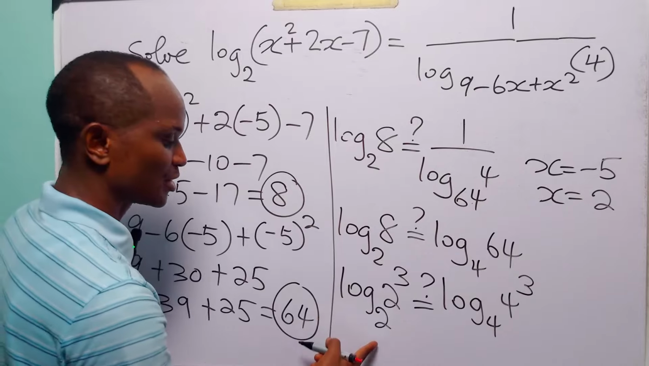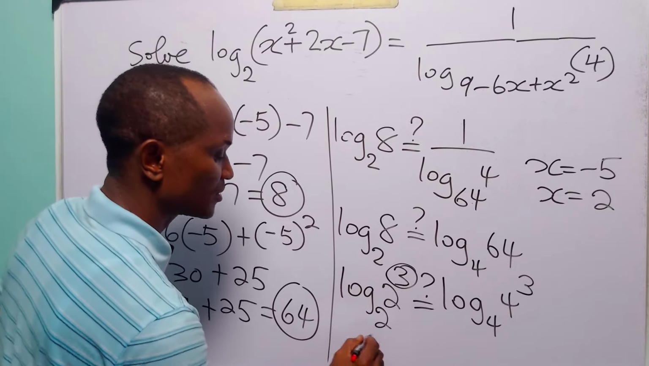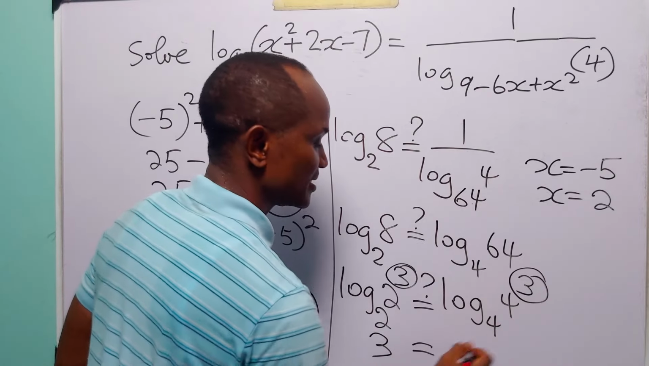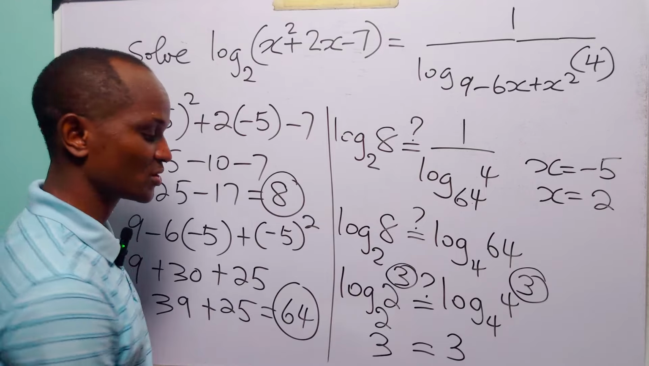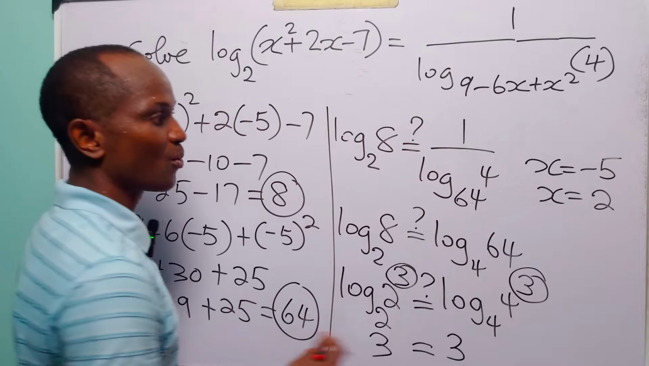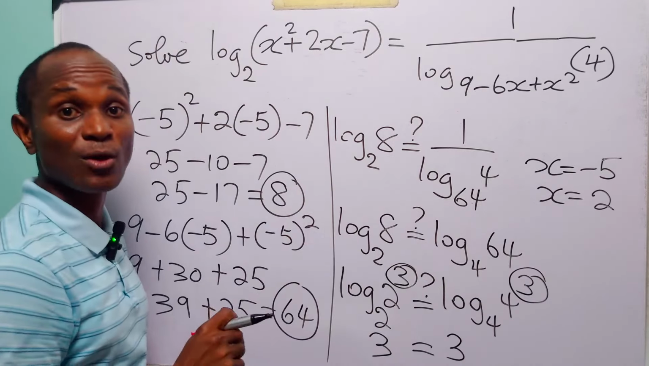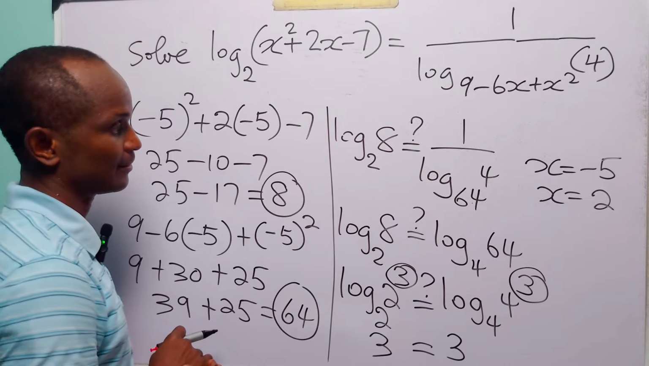Of course, you know that log to base 2 of 2 to power 3 is equal to 3. And you know that log to base 4 of 4 to power 3 is also equal to 3. And of course, 3 is equal to 3. So when x is equal to minus 5, the left-hand side of this equation is equal to the right-hand side.